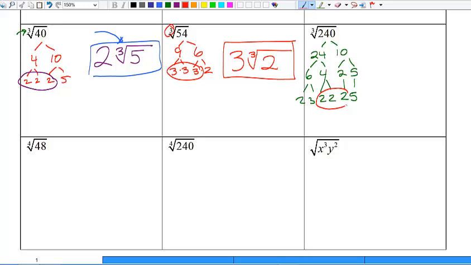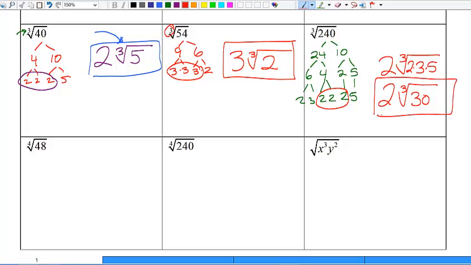Looks like I have a group of 3 right here. So that 2 gets to go out of the house. Inside my cube root, I have a 2 left, I have a 3 left, and I have a 5 left. So I multiply anything that's left inside the house or anything that's left outside the house, and that looks like I'm getting 2 cube root of 30 as my final answer.